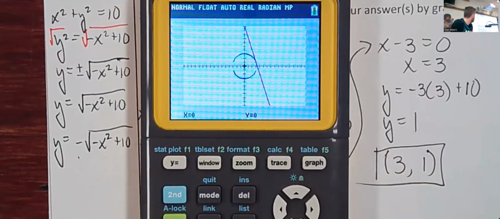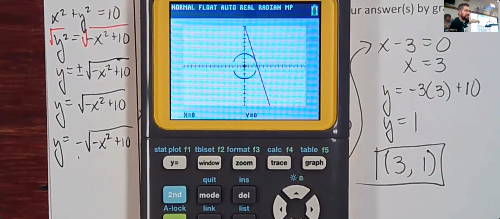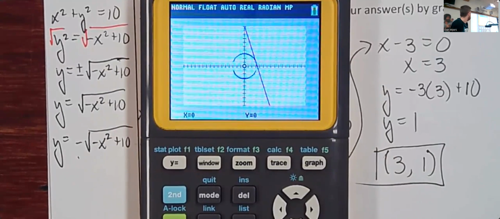So to graph a circle on these calculators, you basically have to use the positive and the negative square root of the right side of the equation once you get y by itself. Just because, as far as I know, these calculators don't do y squared. However, I think Desmos does. So if you went to Desmos and typed in x squared plus y squared equals 10, that probably will just go ahead and show that graph. In fact, let me open up Desmos on my phone real quick and see what we got.